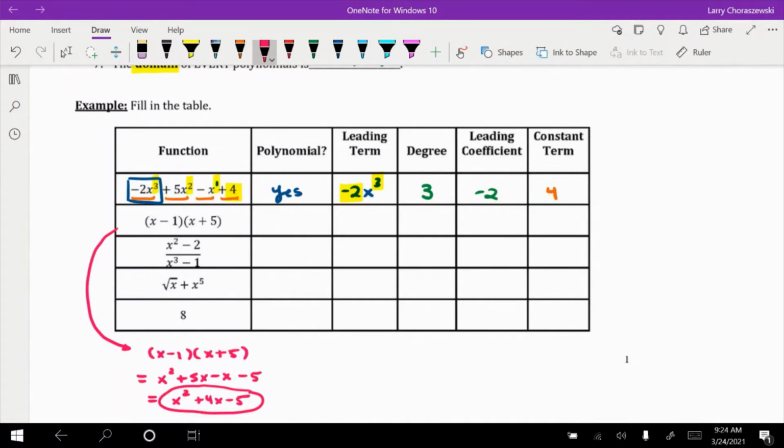So what do you think about this now? Does the FOILed version of this fit the format of a polynomial function? Yep. All right, so that definitely is a polynomial function in disguise. So why don't you take the next 30 seconds or so to see if you can use the FOILed version to figure out the rest of the entries in this row.